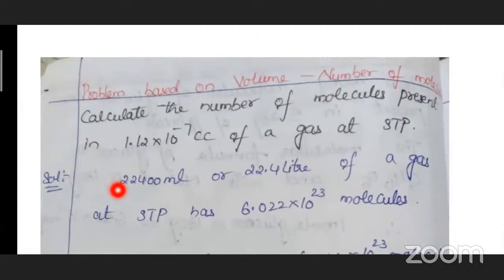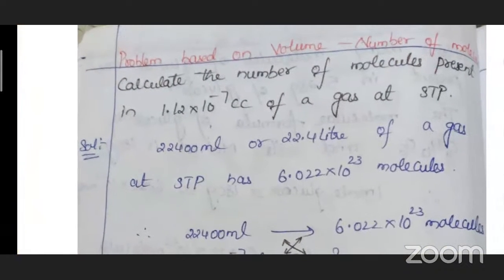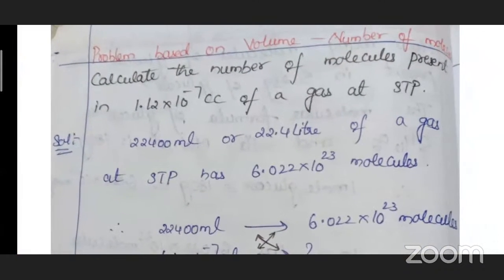So we know that 22,400 ml or 22.4 liters of a gas at STP has 6.022 into 10 to the power of 23 molecules, Avogadro number of molecules. This relation we know. Okay. Now what is given?